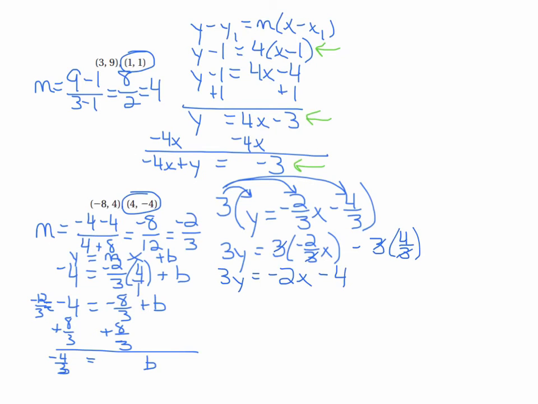This is much prettier. Is it in standard form? No. We're going to add 2x to both sides. We get 2x plus 3y equals negative 4. Okay? All right. Now, look at that. Look how we did this one. This one we solved for b instead of putting it into slope-intercept form, and then we had to change it into standard form. So those are your options. You can do it either way.